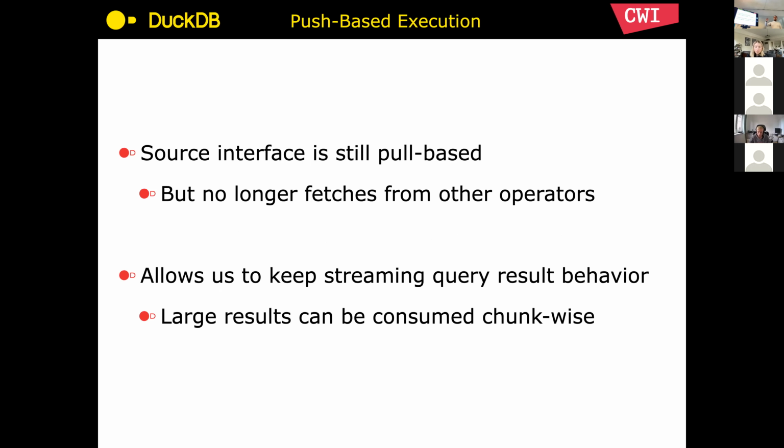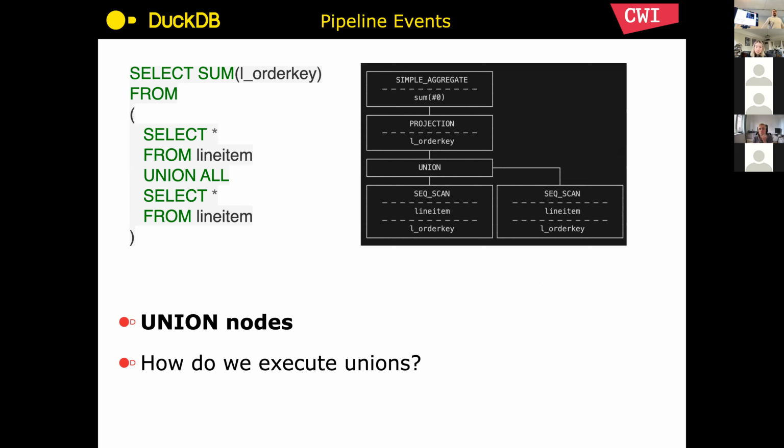So it's really just: read a chunk from my CSV file. And one nice thing about keeping the source pull-based, at least for now, is that it allows us to keep the streaming query result behavior, where if the client only wants to read one chunk or one row from our result set, even though in the back end we are reading a giant CSV or Parquet file or table, we don't need to materialize all of that. We can just let the client also consume this chunk-wise. Although there is a minor discussion point later on about the pull-based source interface.